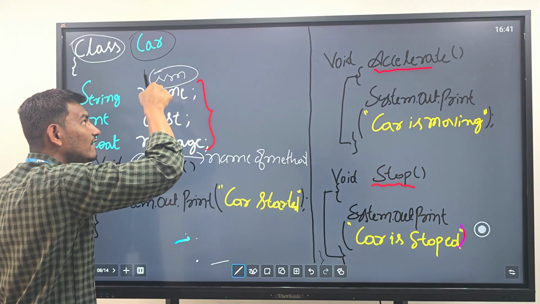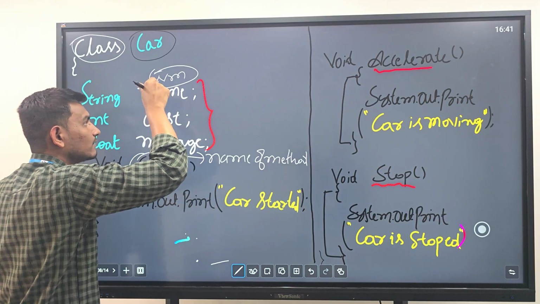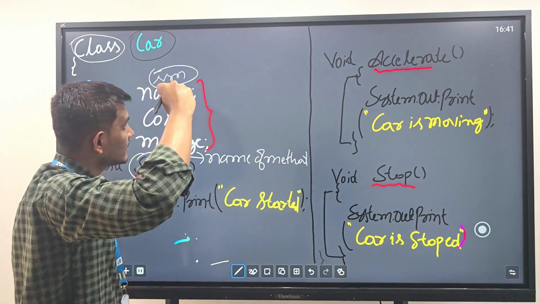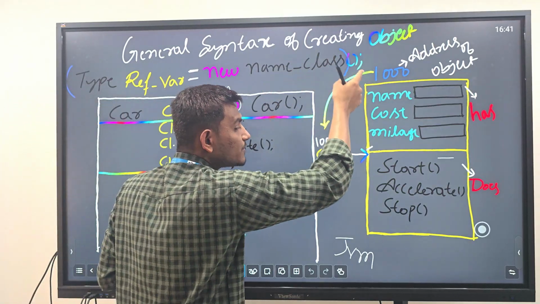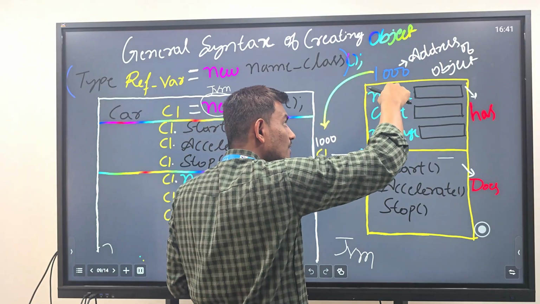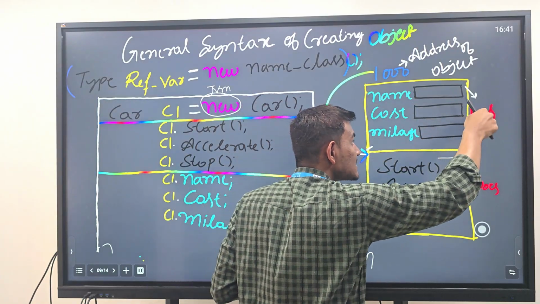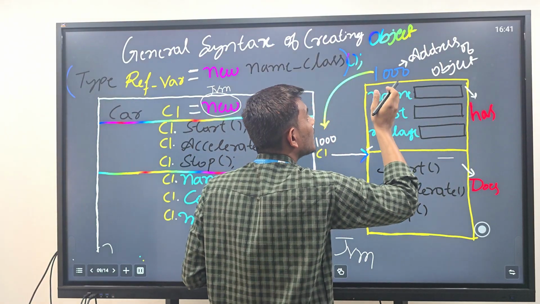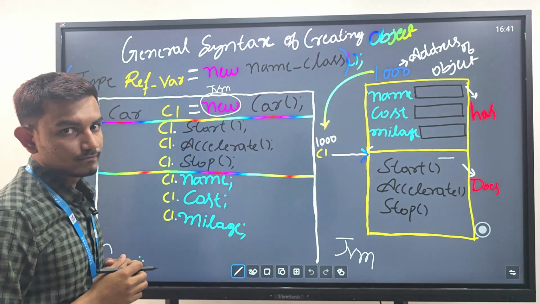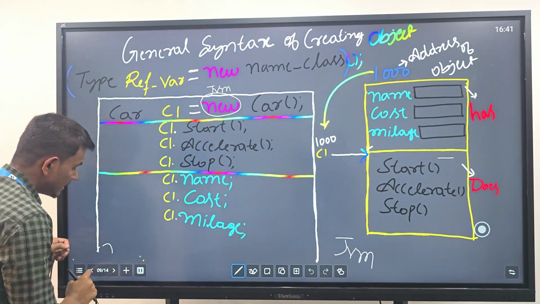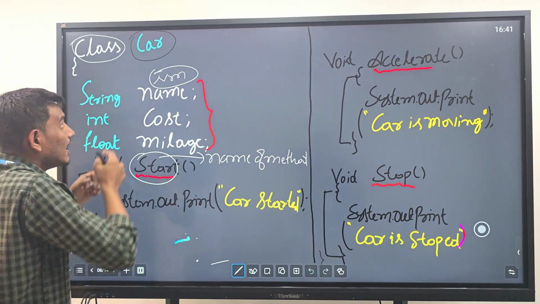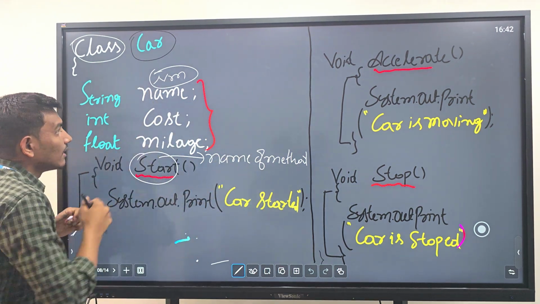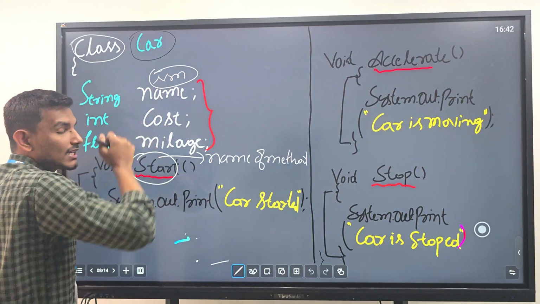If the JVM finds that name is an instance variable, the JVM will take this name, go to the object, and inside the object, in the heap part, it will allocate name. Now, similarly, please try to understand. The JVM will come back to the class. It comes inside the class. The JVM will come to the next line.